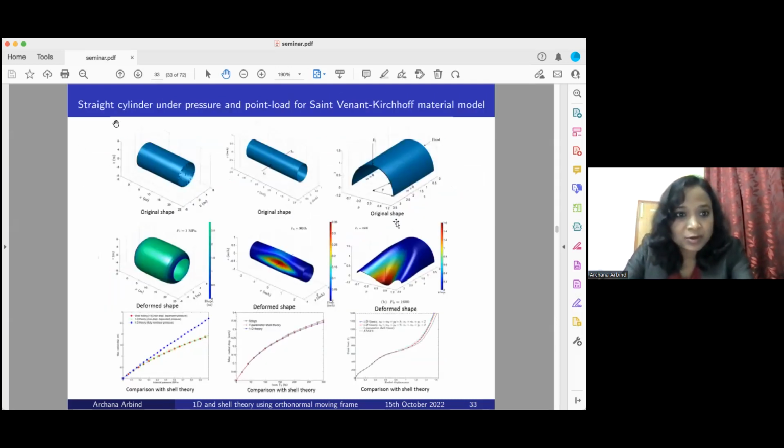Here is the example of, again, a straight cylinder for the Saint-Venant-Kirchhoff material model. Three cases are discussed here: cylinder under internal pressure, pinch cylinder, and half cylinder with point load. In all these three cases, again, I have compared the results with the 7 parameter shell theory and ANSYS, and the results are in very good agreement. Please remember, these are solved only by one-dimensional theory.